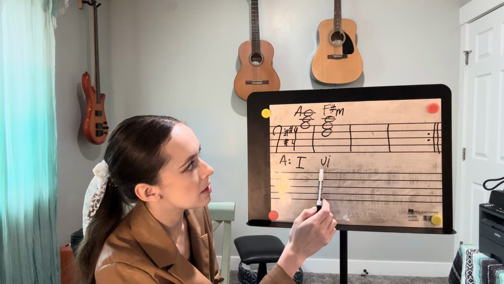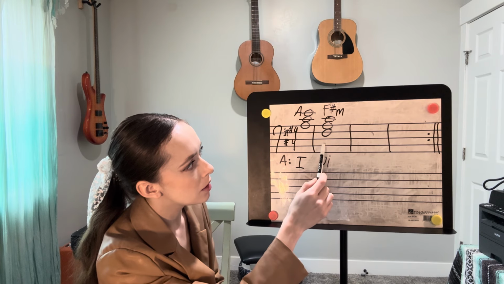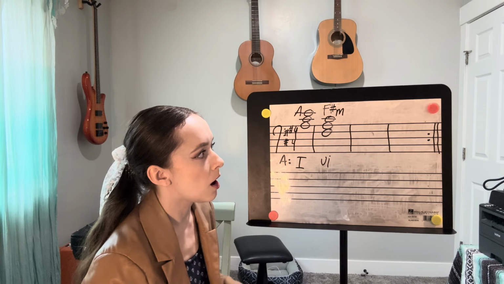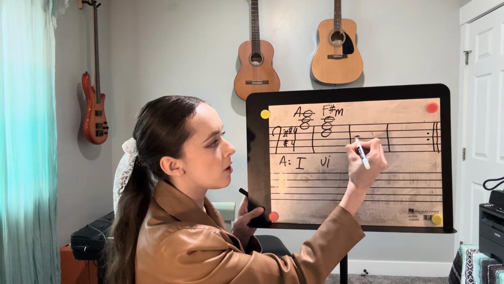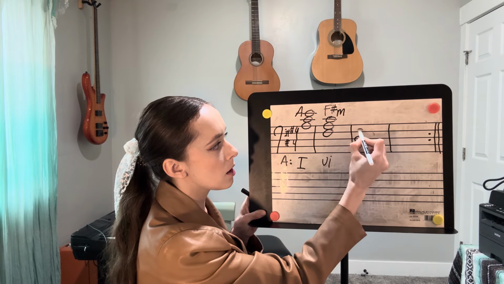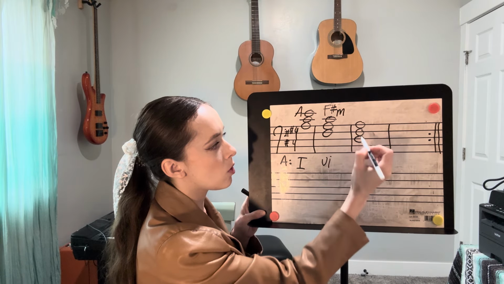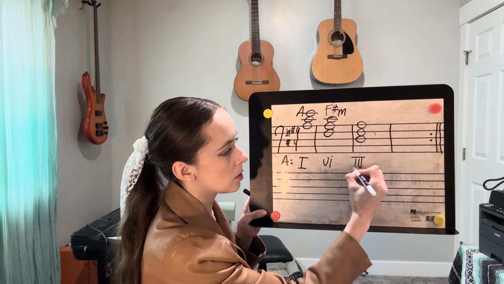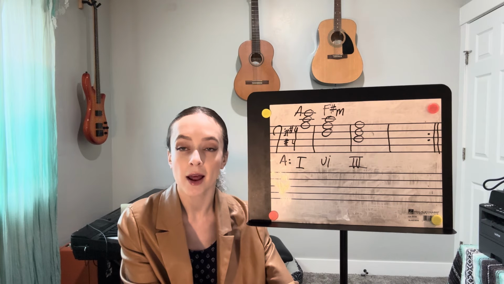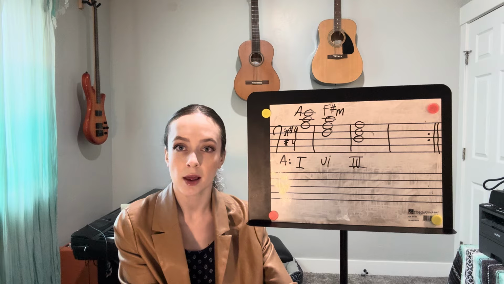Measure, we kind of have that same thing. Do, ti, la, la, sol, fa. So next bar we start on fa, which is our 4 chord. 1 and 2 and ready and go.